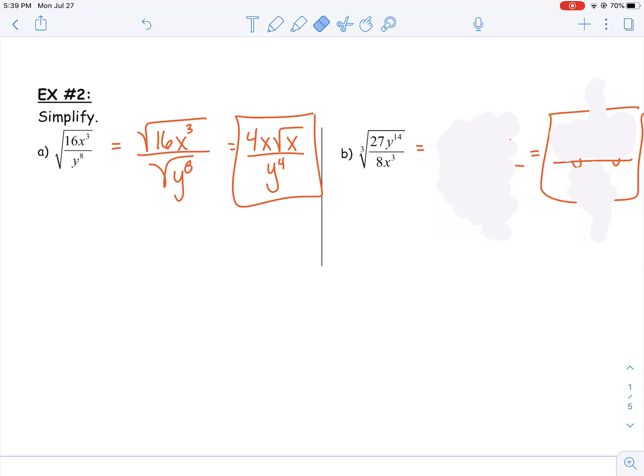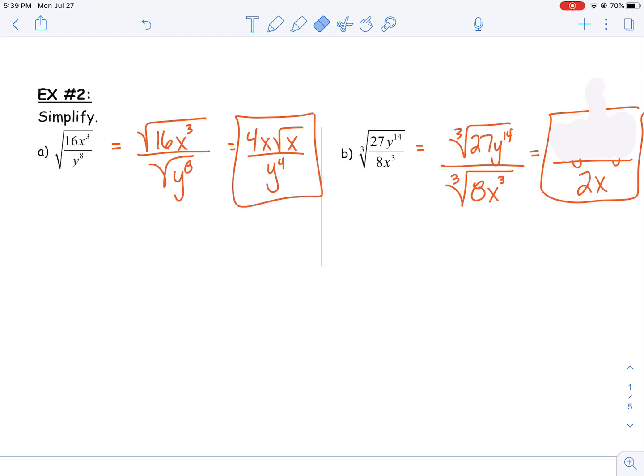Look at B. I have the cube root of 27 y to the 14th over 8x cubed. Nothing that I can do inside that radical. But what I can do is separate them into smaller radicals. I have the cube root of the numerator and the cube root of the denominator. Now let's try to see if we can simplify each piece. I'm going to start at the denominator this time. The cube root of 8 is 2, and if I have 3 x's, I can bring out a whole group and really say that I have a 2x in my denominator.